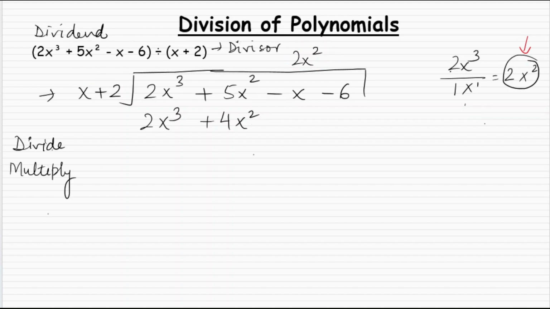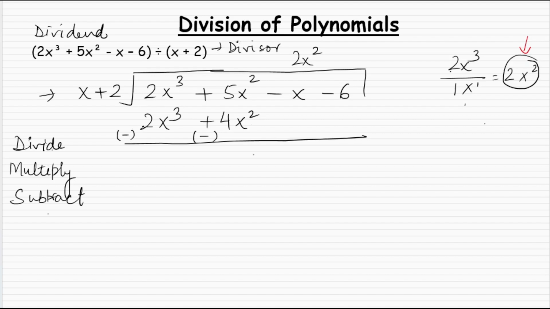Now, what is our next step? Our next step is to subtract. So we are going to subtract these two terms from the above two terms. And when we subtract the polynomials, we always change the signs. What is the sign of 2x cube? It is plus. So my new sign would be minus. What is the sign of this term? Plus. So my new sign would be minus.